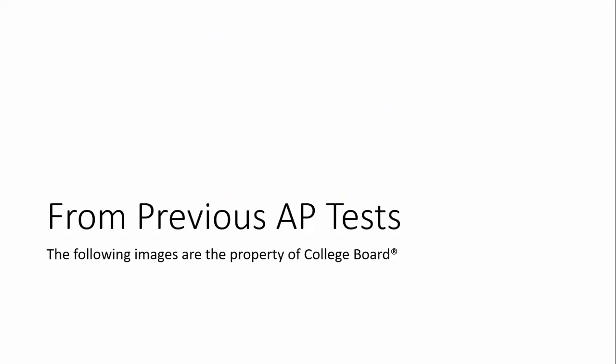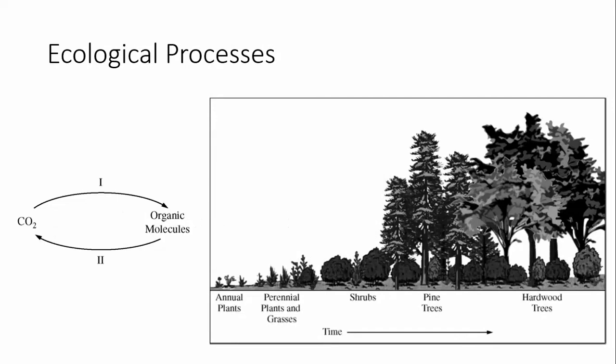So all of these images that I'm showing you right now come from previous AP tests from the free response sections. So some of these diagrams may show ecological processes. One of the easiest ones to see is, of course, ecological succession. And it's like showing you a picture of the species that are in an area over time. So notice it does have an axis. It's not quite a graph because it's a diagram, but it's fairly easy to read.